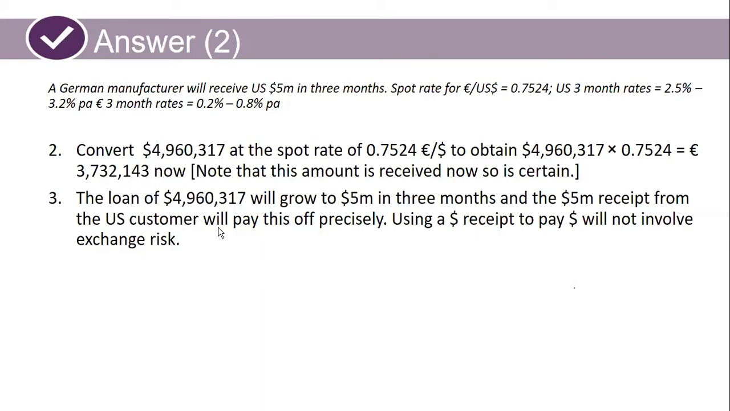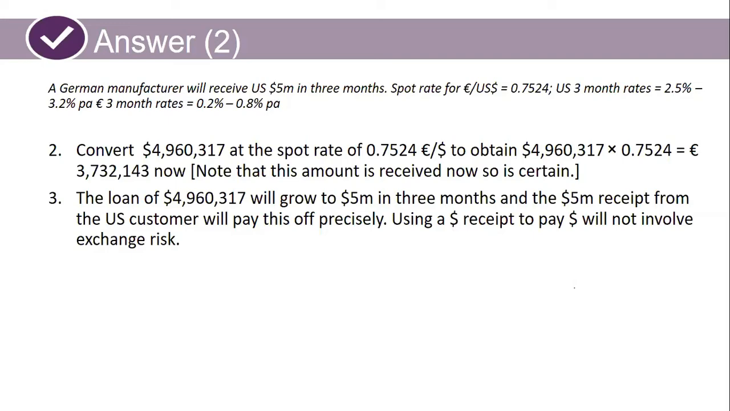The loan of 4960 will grow to 5 million in 3 months, and the 5 million receipt from the US customer will pay this off precisely. Using a dollar receipt to pay a dollar loan will not involve exchange risk, because the customer will pay in dollars and I will straight take this money to the bank.